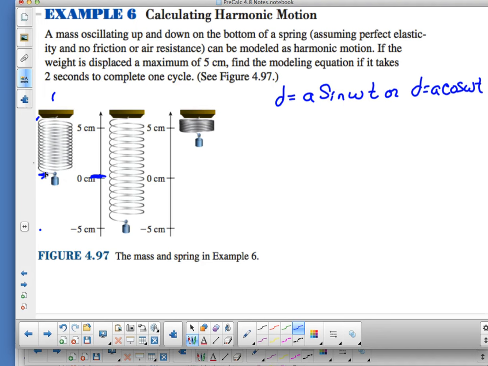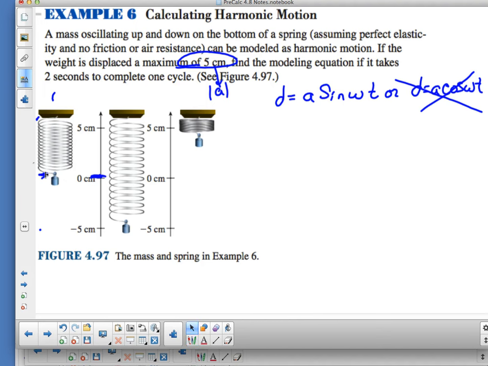Now I'm going to reread to find the other thing. So we're going to use sine because of where it starts. Now, a mass oscillates up and down on the bottom of a spring, assuming perfect elasticity and no friction or air resistance, can be modeled as a harmonic motion. If the weight is displaced a maximum of 5 centimeters, this maximum of 5 centimeters, this is my A. That's my amplitude. Find the modeling equation if it takes 2 seconds to complete one cycle.